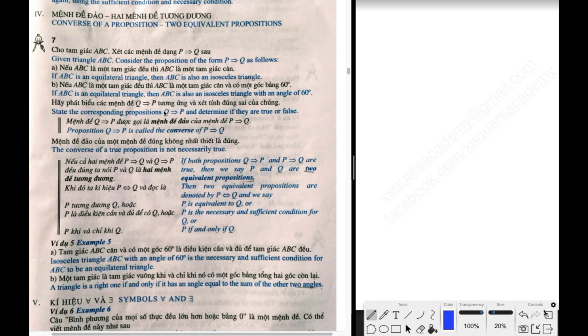Next, we have to determine whether these propositions are true or false. Do you know what an equilateral triangle is? If not, watch my previous lessons and find the answers. I'll draw two triangles, the first triangle and the second.